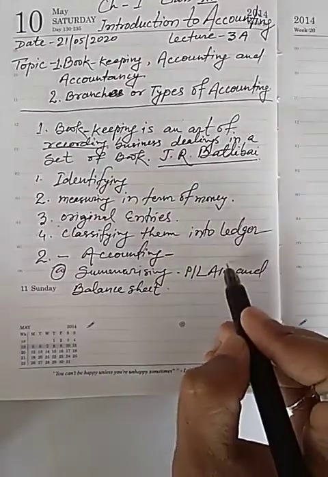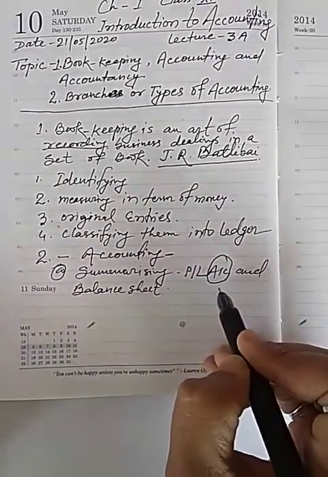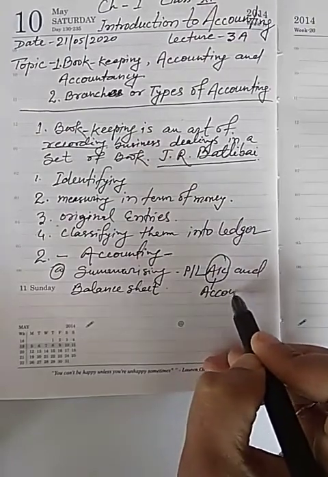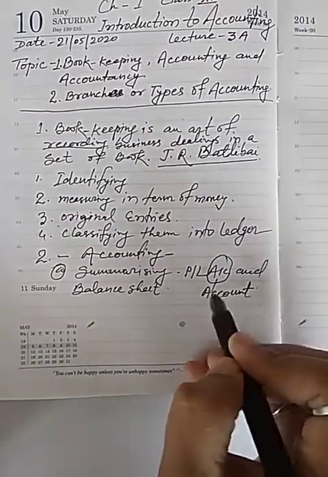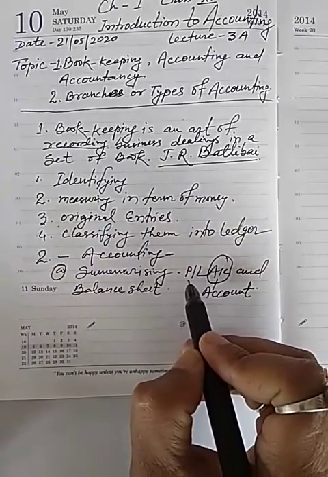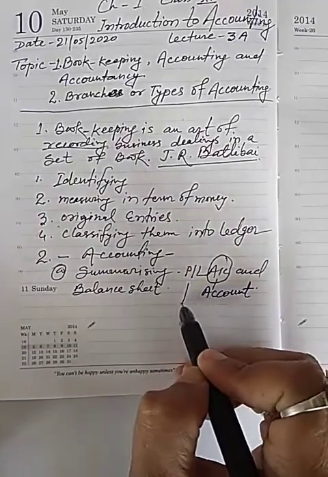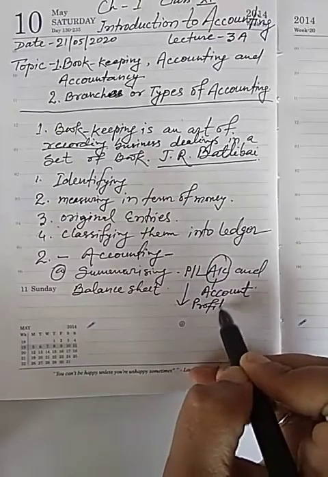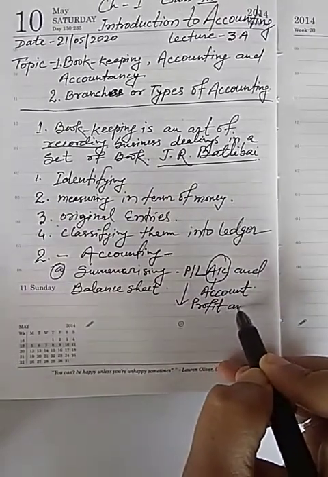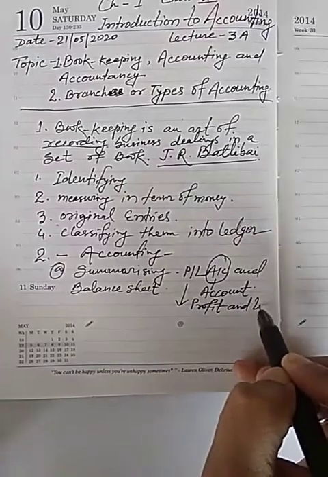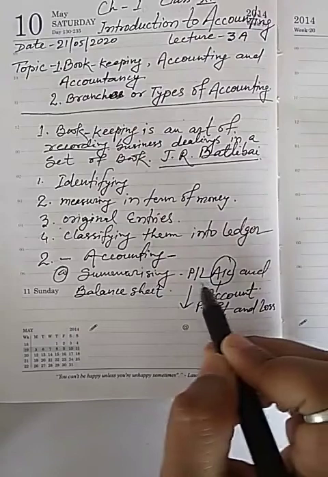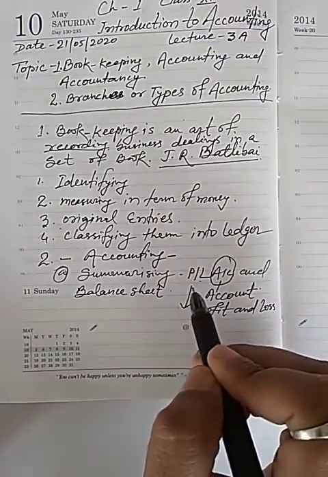Students, A by C means account, and P by L means profit and loss. So profit and loss account.